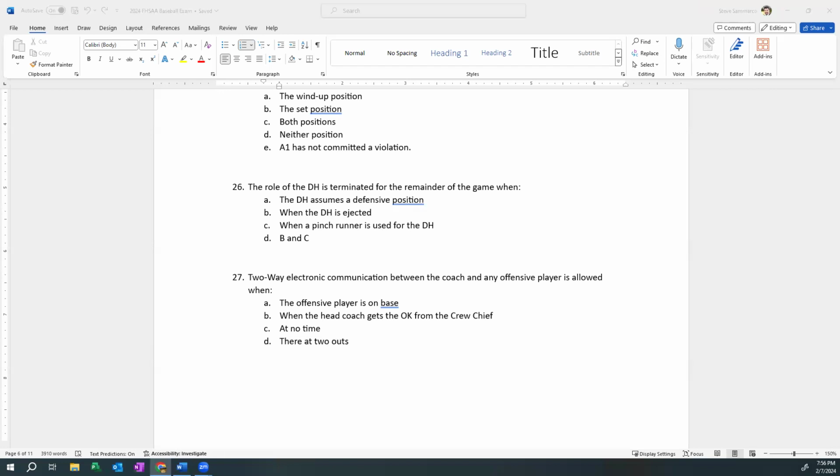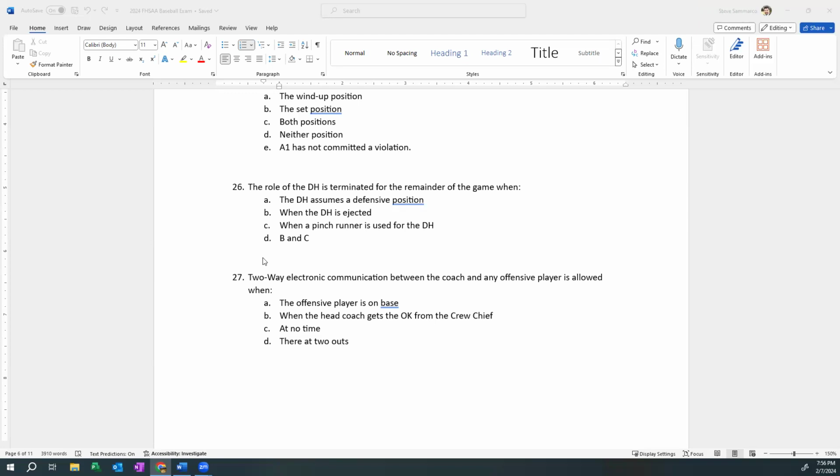If a pinch runner runs for the DH and he re-enters, he still re-enters as the DH, correct? No, he can re-enter in a defensive position, because at that point the DH is killed, and he still has eligibility available. So if he's DHing for the pitcher and they pinch run for him in the bottom of the fifth, this is the only way. No, I'm talking about just the regular designated hitter spot. Regular defense.